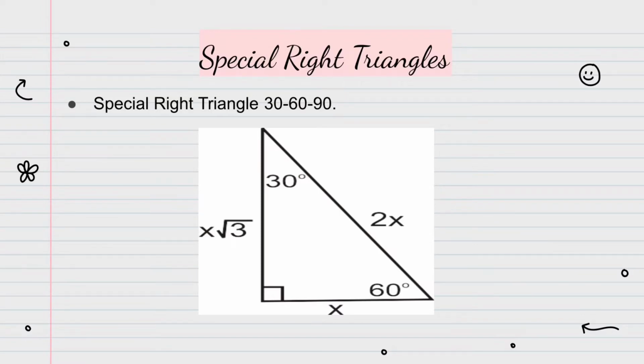When talking about special right triangles, there are two types of special right triangles. The one we just discussed, which is the 45-45-90, and the one that we're about to learn, which is the 30-60-90. For this special right triangle, we're going to be using this formula instead.